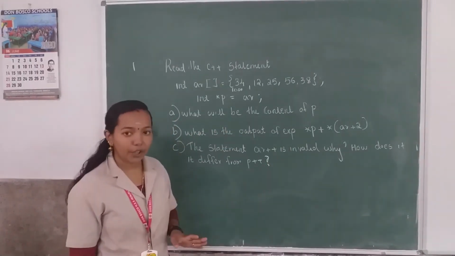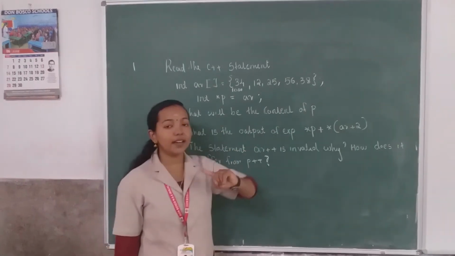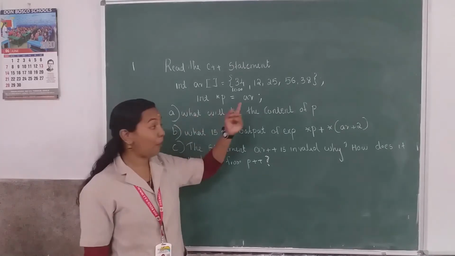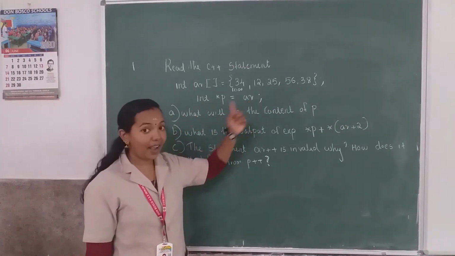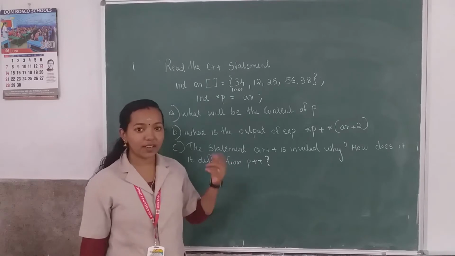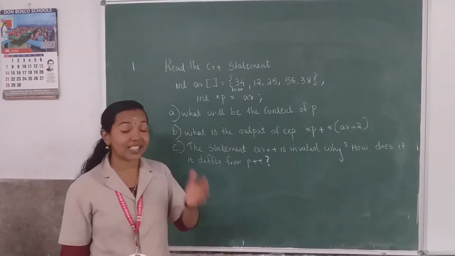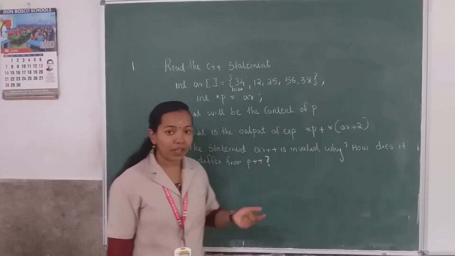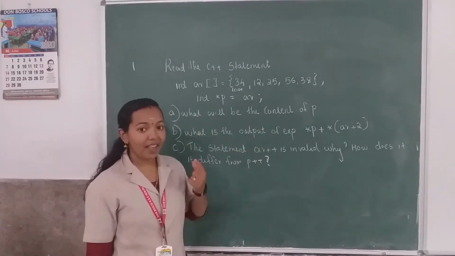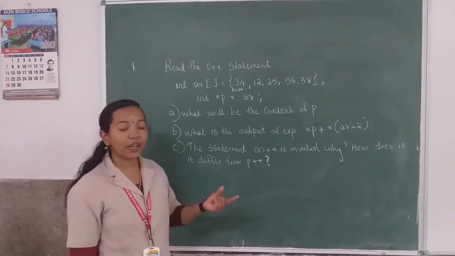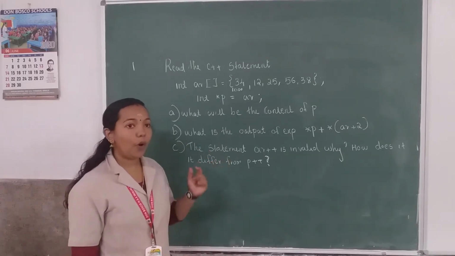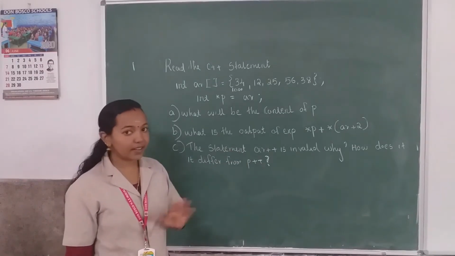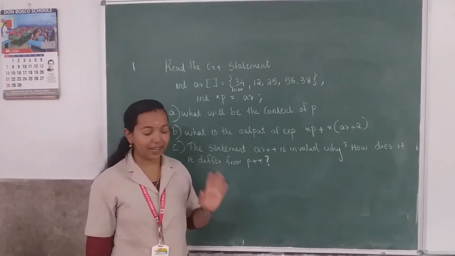What will be the content of P? Now, P is an integer pointer that is pointing to array AR. AR here means not a single location; it is pointing to its base address, that means the first memory address. So what will be the content of P? The base address of array AR, because pointer P is a pointer variable, and pointers will always point to a memory location. The concept is clear now, so we got the first answer.